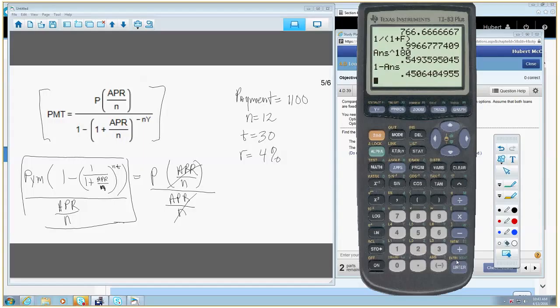I get 0.45, and that's alpha d. So alpha n, can't find it, divided by alpha d equals $1,700. So I'd have to pay another $600. So you weigh your interest.